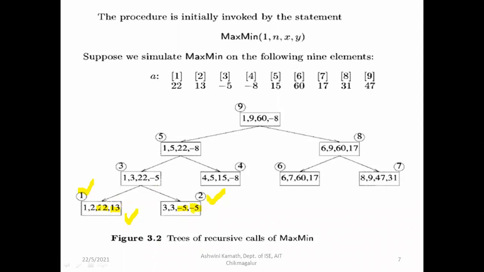Now we have to check 22 and minus 5. 22 is larger, right? So that is the new max. 13 and minus 5: minus 5 is the smaller, so that is the new min. Okay, so this will be assigned for this node, which is node number 3 now. This is assigned. Then after that, here 4 and 5. What is 4 and 5 minus?